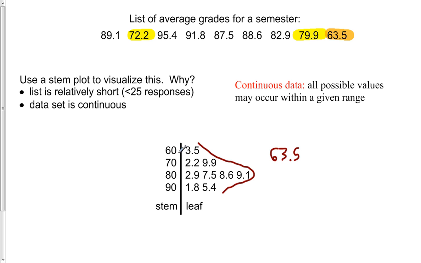Now, you don't have to break it at the tens place. If you had a smaller set of numbers, let's say numbers ranging from 1.1 to 5.9 or something like that, then you might just have the ones place as the stem and the decimal as your leaf. So it all depends on the numbers you have, but in this particular example, breaking at the tens place is a good choice.